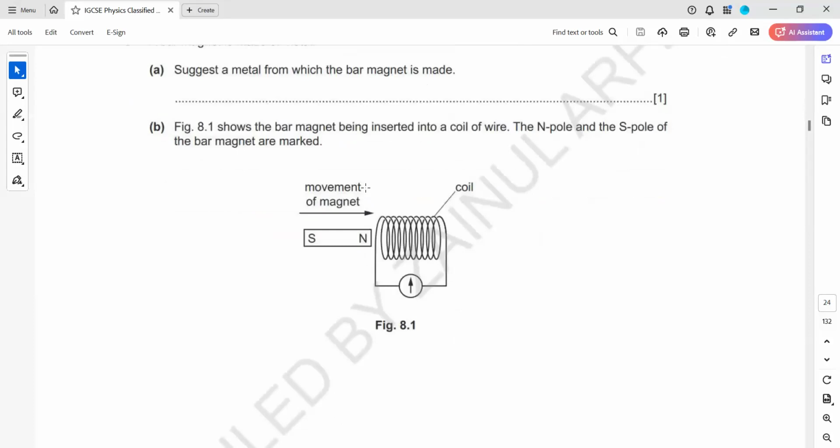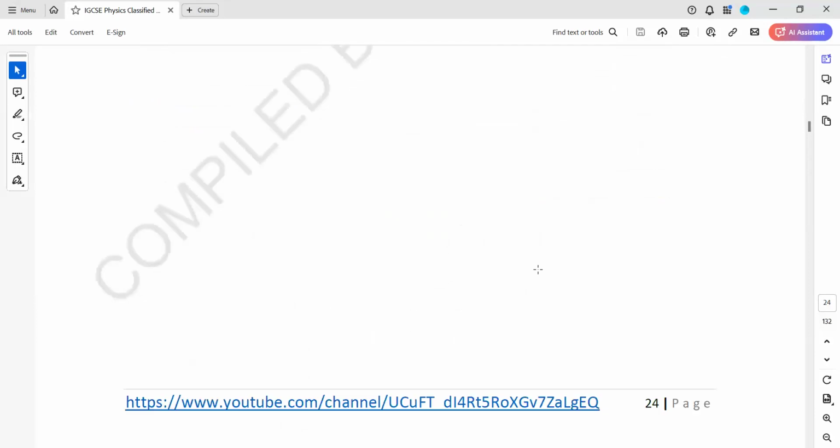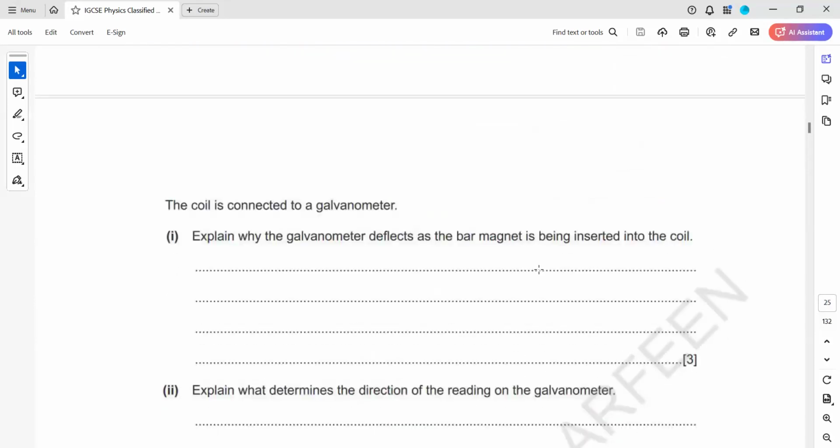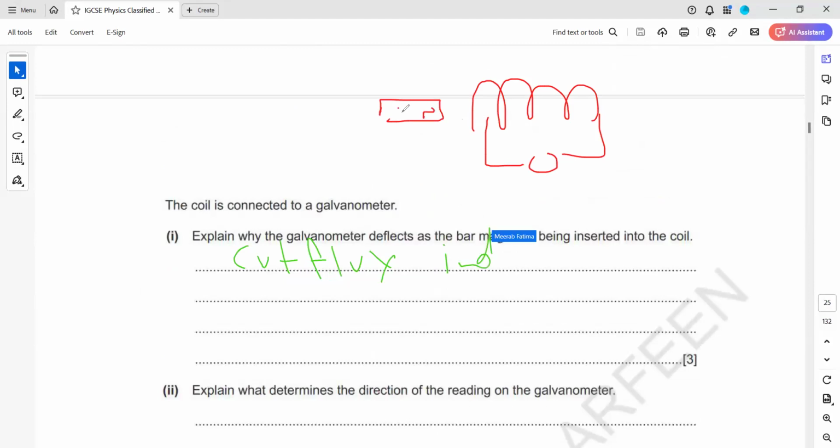Figure 8.1 shows a bar magnet inserted into a coil. The north pole and the south pole are marked. The coil is connected to a galvanometer. Why does the galvanometer deflect as the bar magnet is being inserted in the coil? When we move the bar magnet towards the coil, why is there a deflection in the galvanometer? You can mention the coil cuts the magnetic field, or there's a change in the magnetic flux linkage, and the change in the magnetic flux linkage induces EMF. And because of this induced EMF, because the circuit is closed, it will produce a current.